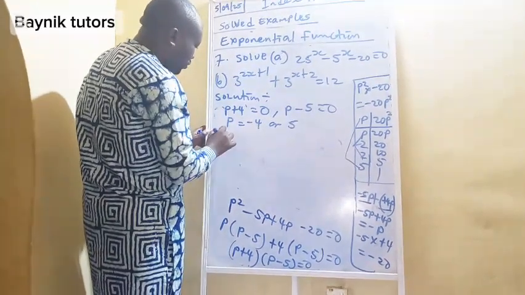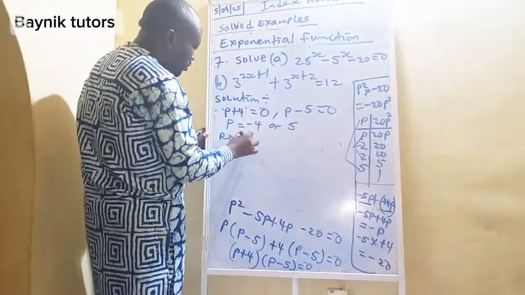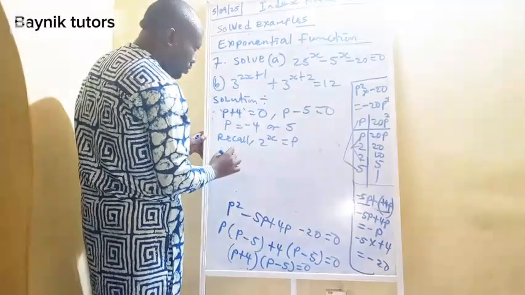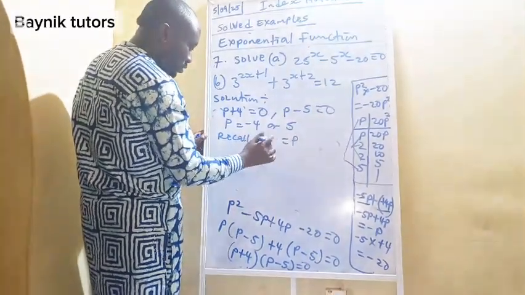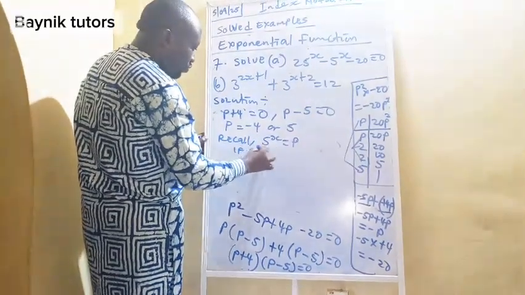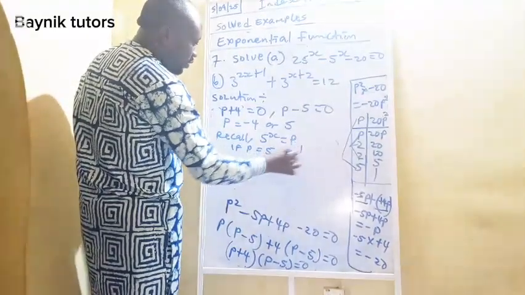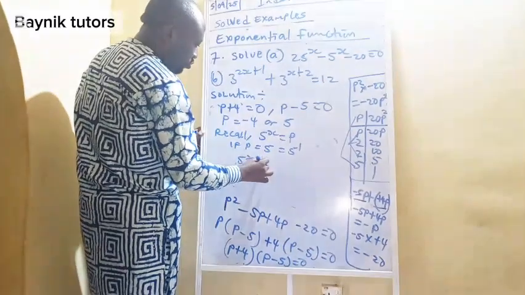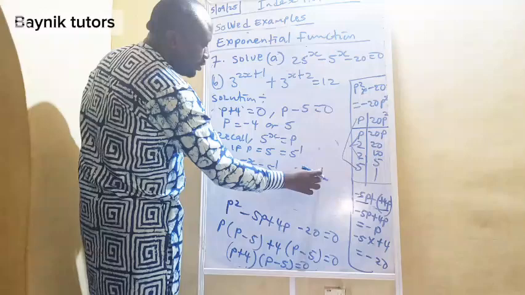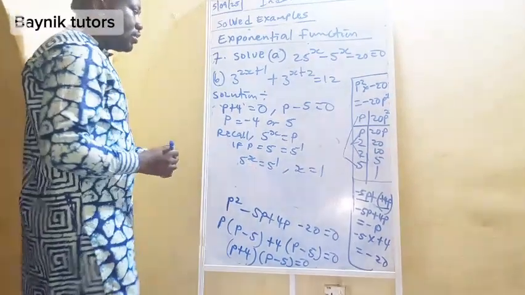So from here now, we recall that 5 raised by s is equal to p. So if p is equal to 5, and 5 means 5 raised by 1, then 5 raised by s is equal to 5 raised by 1. So here s is equal to 1. That's our solution for that.